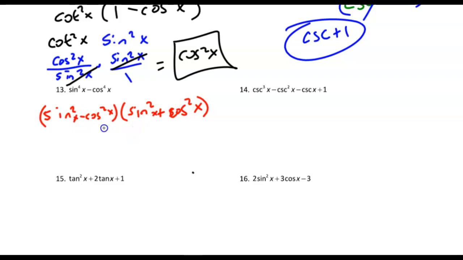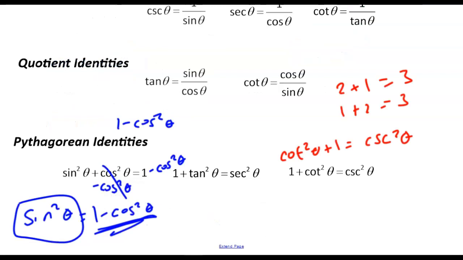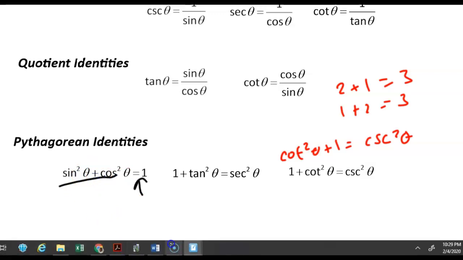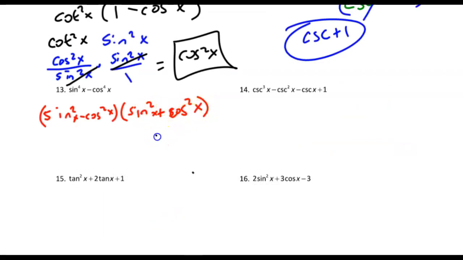What do we know about sine squared plus cosine squared? Well, let's go see, Coach Moore. If I go to my Pythagorean identity, let me erase that so you can see it clearly. Sine squared plus cosine squared. I have that, and I know what it equals, right? That's 1. So let's go back to it. This sine squared plus cosine squared is 1. Now I have sine squared of x minus cosine squared of x.